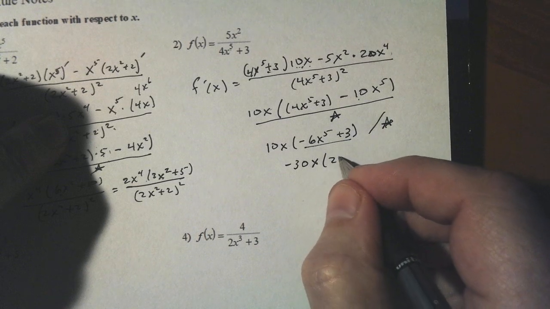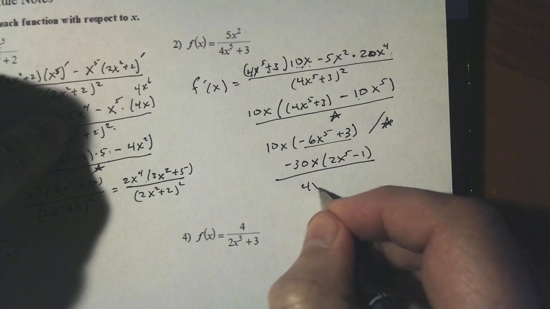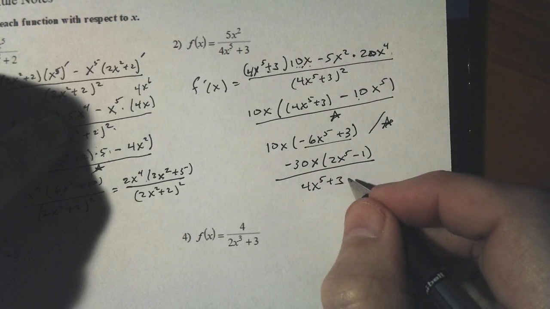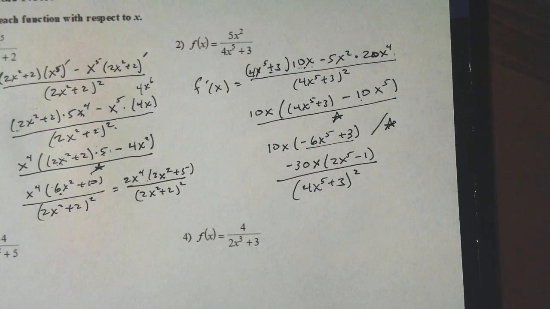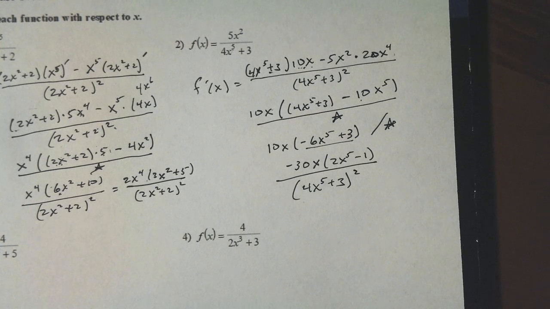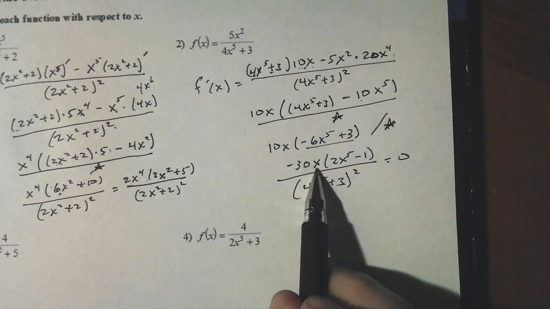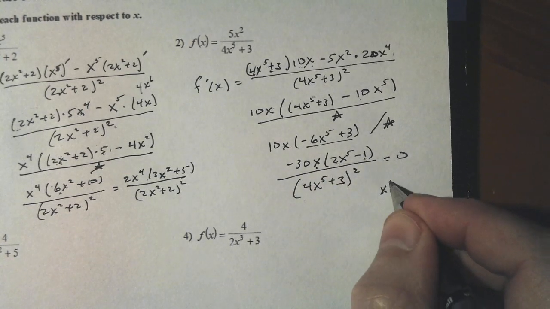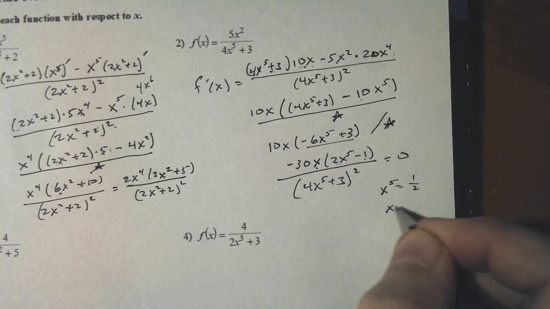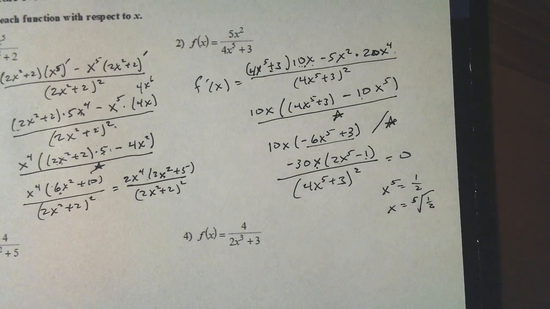Taking out a negative 3 gives me 2x to the 5th minus 1, all over 4x to the 5th plus 3 squared. And this is a good time to talk about why we want to have that in factored form. As I mentioned on the product video, oftentimes we're interested when these derivatives are equal to 0. If I set this equal to 0, I can now see where it is 0: x to the 5th equals 1 over 2, so x equals the 5th root of 1/2. That's where that's 0.